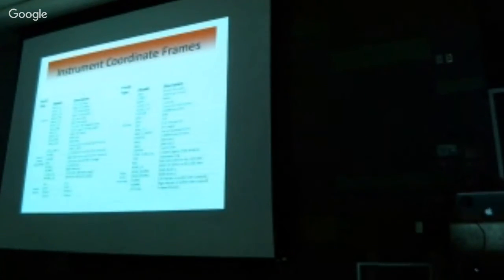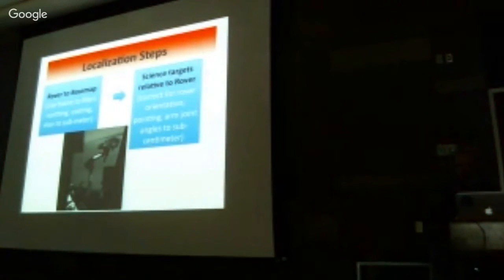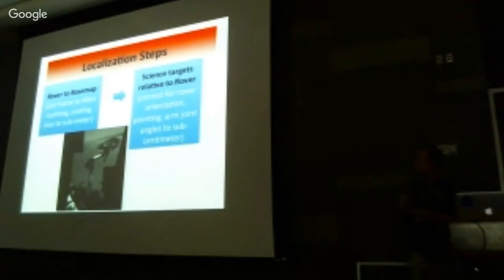So we do this step: we take the rover base map and we localize it with the ground in situ imagery over the base map. And so then we generate science target locations relative to that rover location, and then correct for the roll, pitch, and all that good stuff.